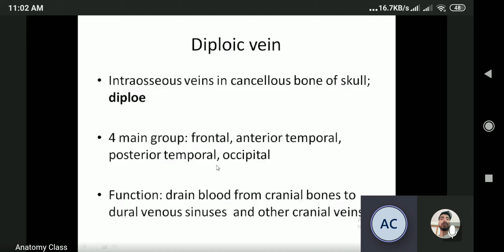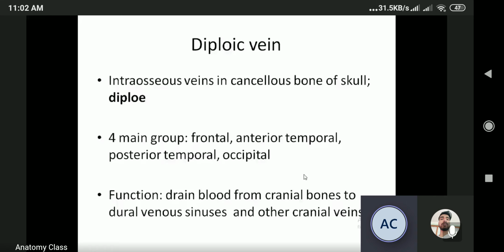So four main groups of diploic veins are present, and the function of the diploic vein is to drain the blood from cranial bones, mainly to the superior sagittal sinus. It's like both an intracranial and extracranial vein. So this is about the diploic vein, and it is one of the tributaries of the superior sagittal sinus. I hope you people are clear.